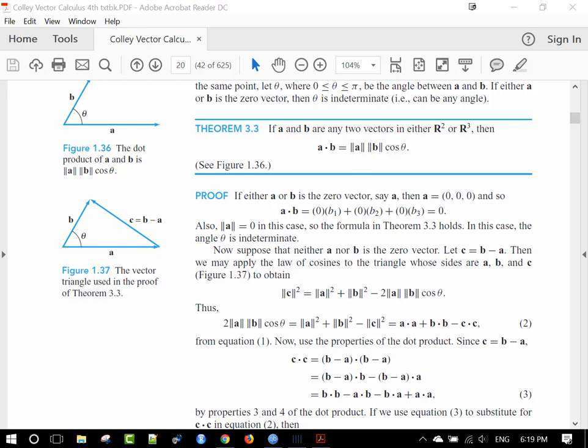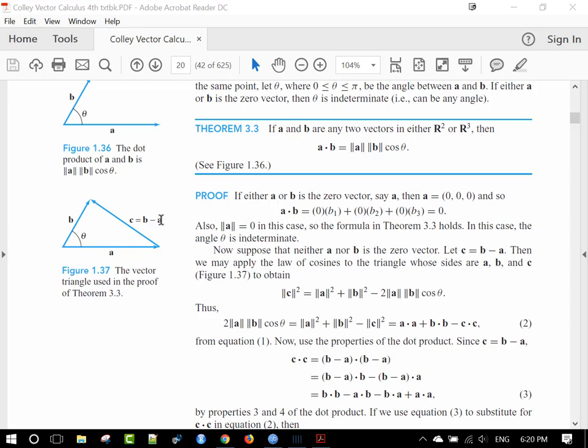First they rule out the cases where either A or B is the zero vector. If A is the zero vector, then A dot B will give you 0, and the length of A is also 0, so you get 0 equals 0. So that's true in the case that A is the zero vector, and the same thing if B is the zero vector. Now we can talk about the cases where neither A nor B is the zero vector. So we let C equal B minus A. In the picture, here's A, here's B, and this is C, which is B minus A.